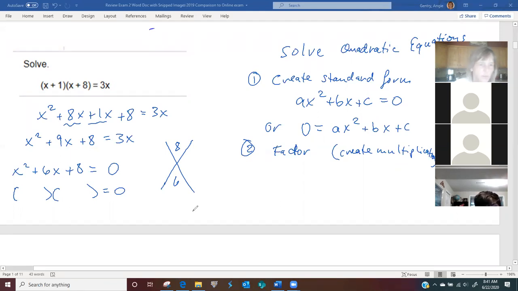I feel like I did something wrong. Why can't I do this all of a sudden? Hang on a minute. X squared plus 8 plus 1 minus 3. I'm having a moment. I feel really dumb right now. I can't do this. 2 times 4.